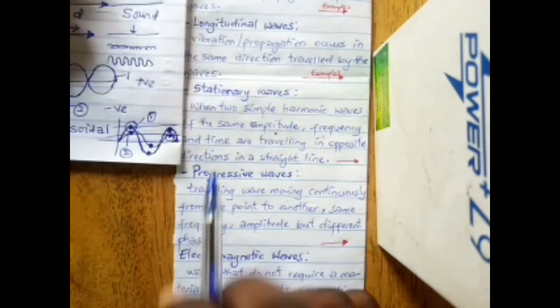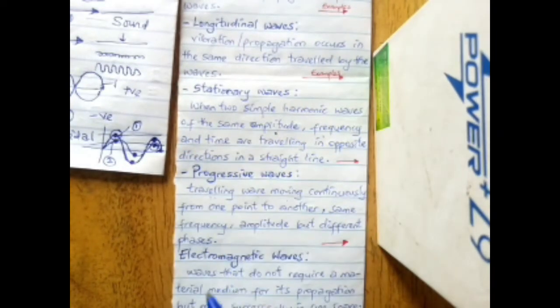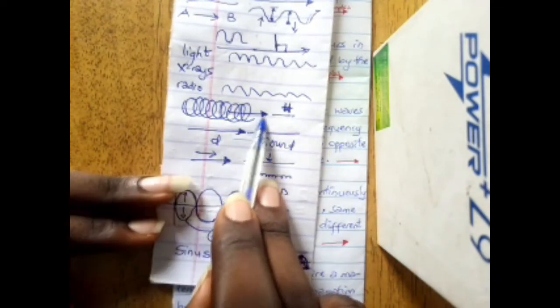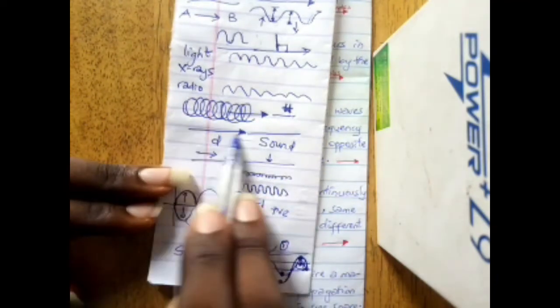Now, a longitudinal wave can be a progressive wave, because in a longitudinal wave, you have a continuous movement. The vibration is along the mode of the propagation.